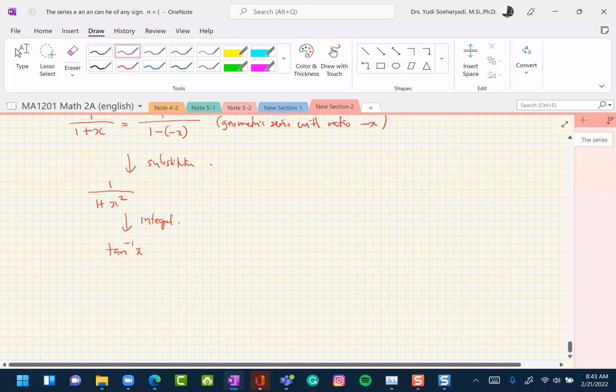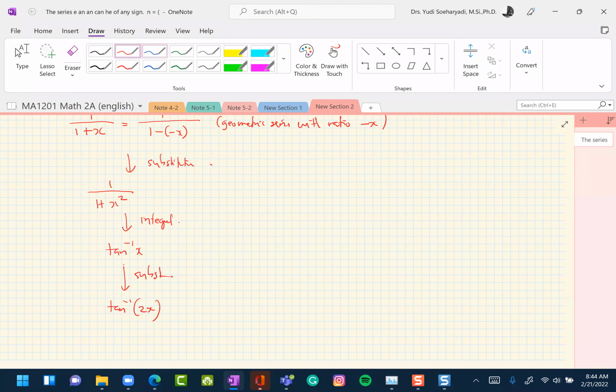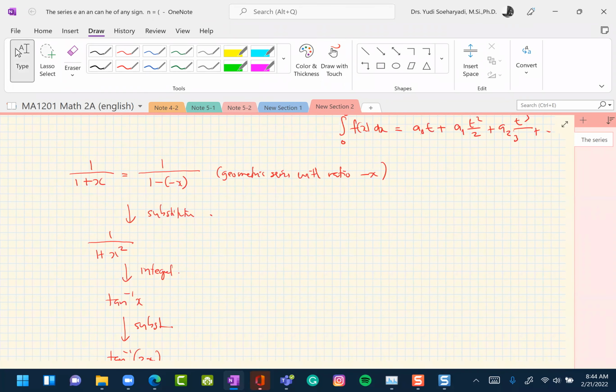Okay, so you already get the arctangent, and then again you can use another substitution, 2x. Okay, so this is the process. All of this process, then, all right, so let's start with this.